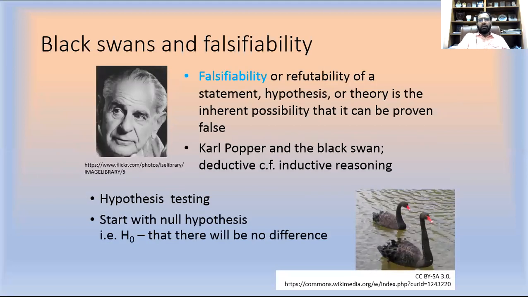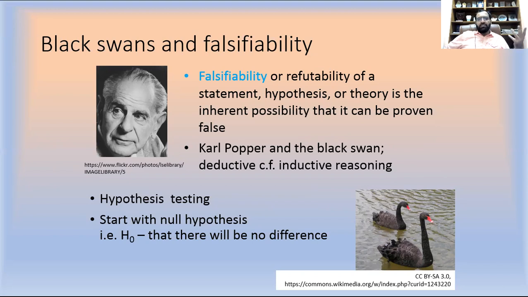So for falsifiability or refutability, when I say refute, it means it is false. Normally we call it the falsifiability or refutability of a statement, hypothesis, or theory, the inherent possibility that it can be proven false. So, whatever theory you think about, there is quite a possibility that it can be proven false. So Karl Popper and the black swan, deductive, inductive reasoning. So we have various kinds of reasoning, as you know, in logic. So today we do not have a topic of reasoning. We will have that session later on. So deductive versus inductive reasoning. So both approaches are there.